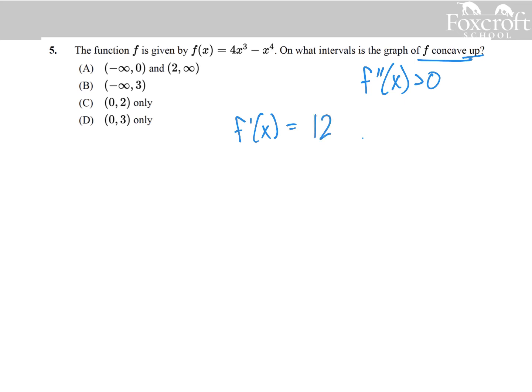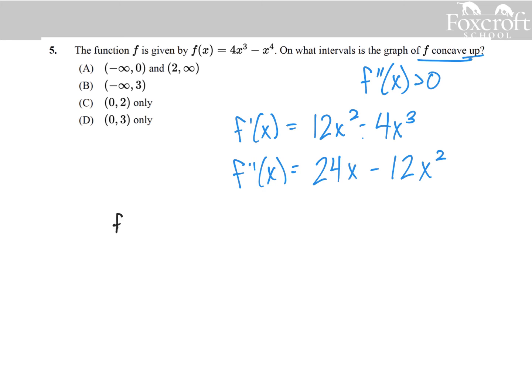Power rule, 12x squared minus, oops, sorry, I messed that up, 4x cubed. Just bringing down the exponents and subtracting, and the second derivative would be 24x minus 12x squared. Now, if we want to figure out when it's positive, we have seen this before. What we're going to do is first figure out when it's 0, because 0 is the differentiating point between positive and negative. So I'm going to take this equation and set it equal to 0.